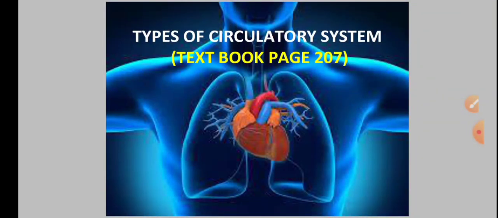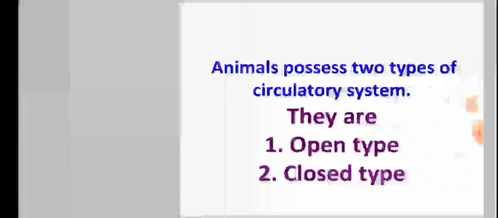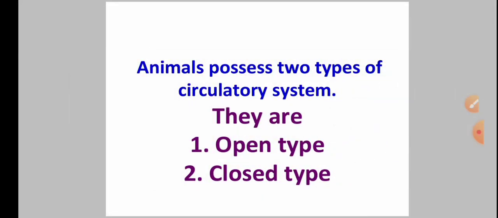Next topic is types of circulatory system in animals. Animals possess two types of circulatory system. They are open type and closed type.